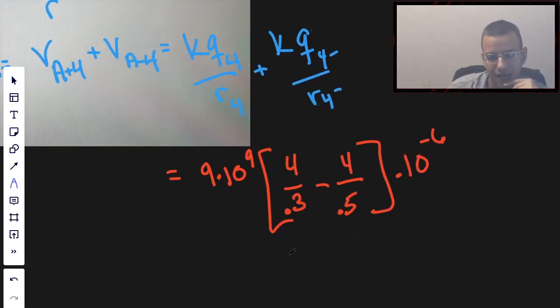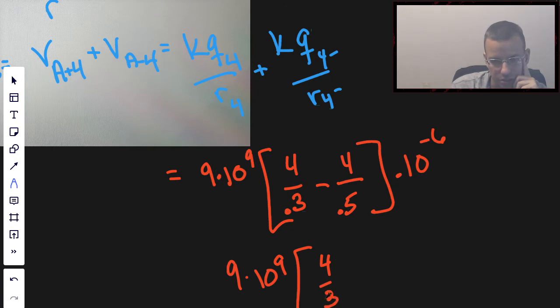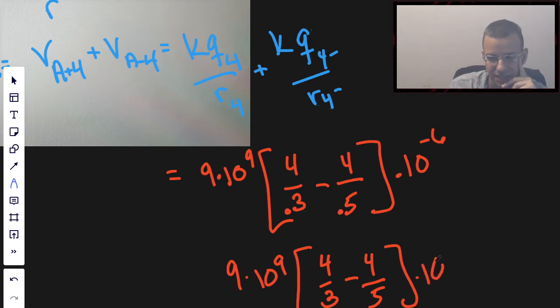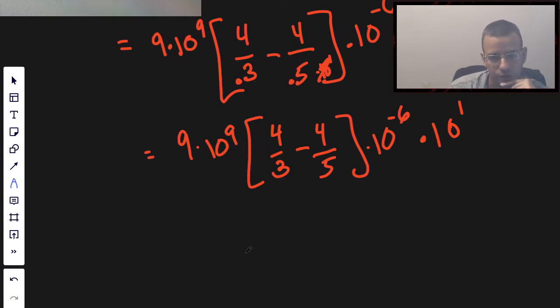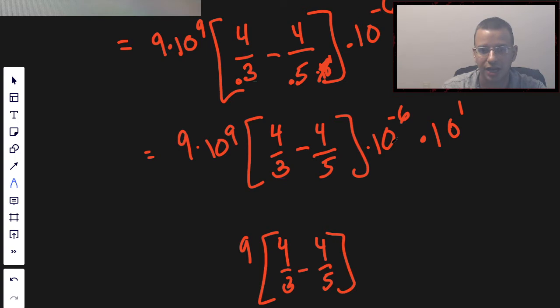And so now I'm going to do some simplification here. 9 times 10 to the 9th, 4/3 minus 4/5, times 10 to the negative 6. So this is times 10 to the negative 1 on the bottom, which is the same as times 10 to the 1st up top. So this is the same as 9 times 4/3 minus 4/5 times 10 to the negative 6 times 10 to the negative 1, which is 10 to the negative 5th. 10 to the 9th and 10 to the negative 5th is the same as 10 to the 4th.